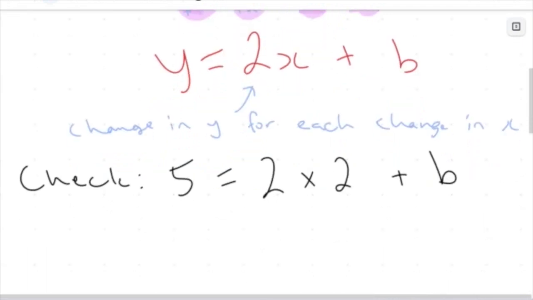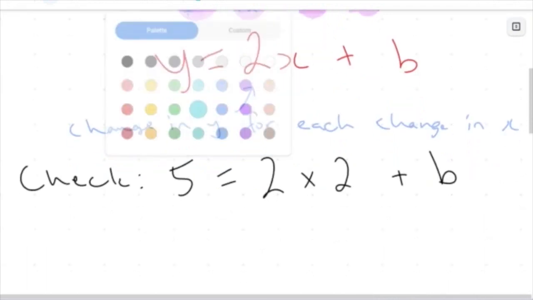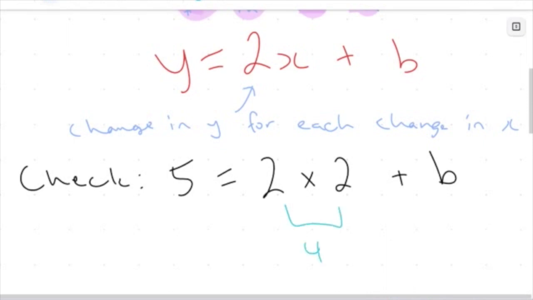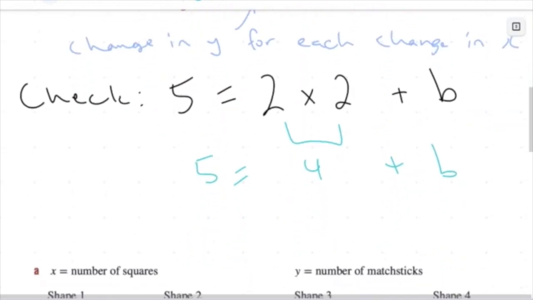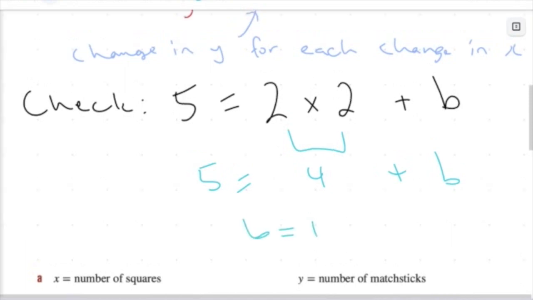Now, 2 times 2, what does that give me? Well, that gives me 4 plus b equals 5. So what number adds with 4 to give me 5? Well, that is going to be 1. So b is going to equal 1.